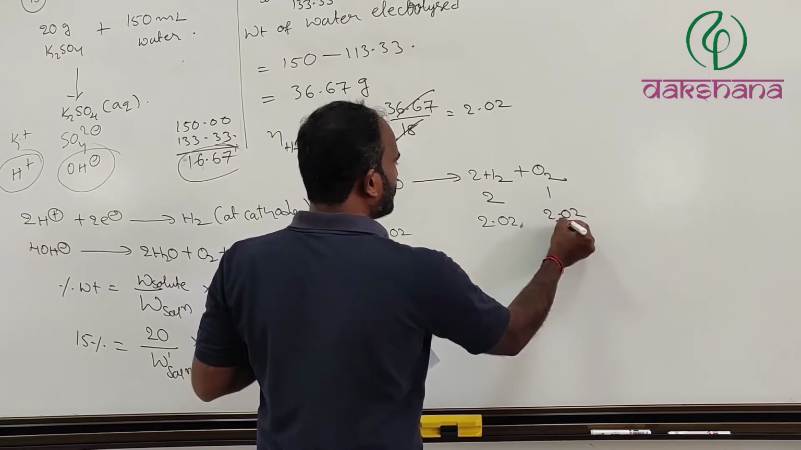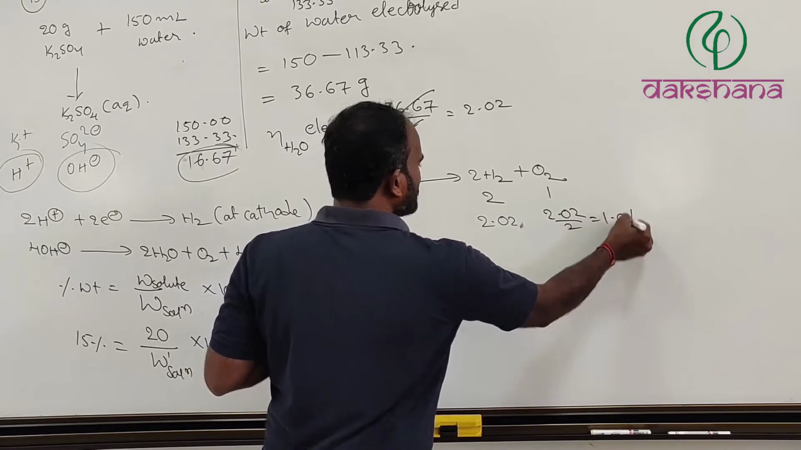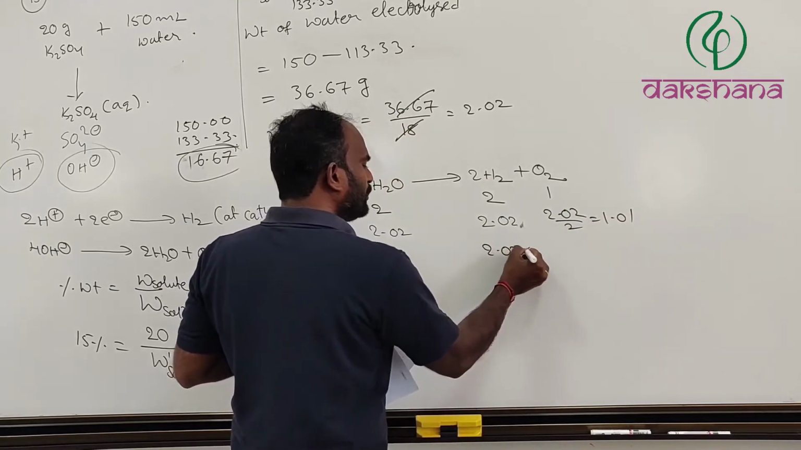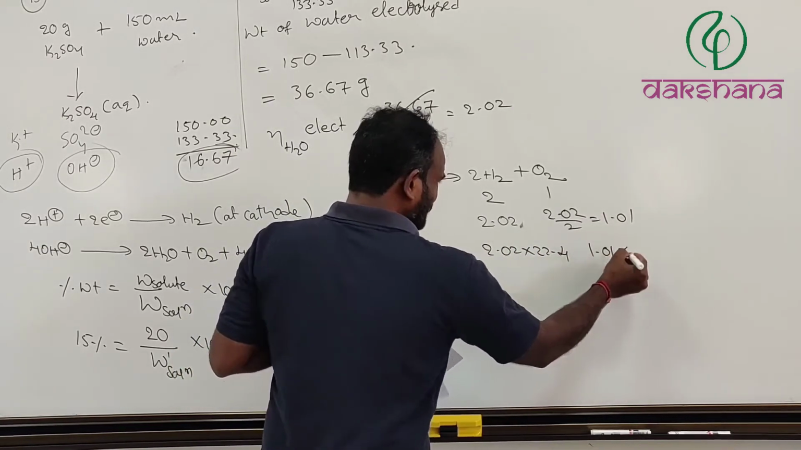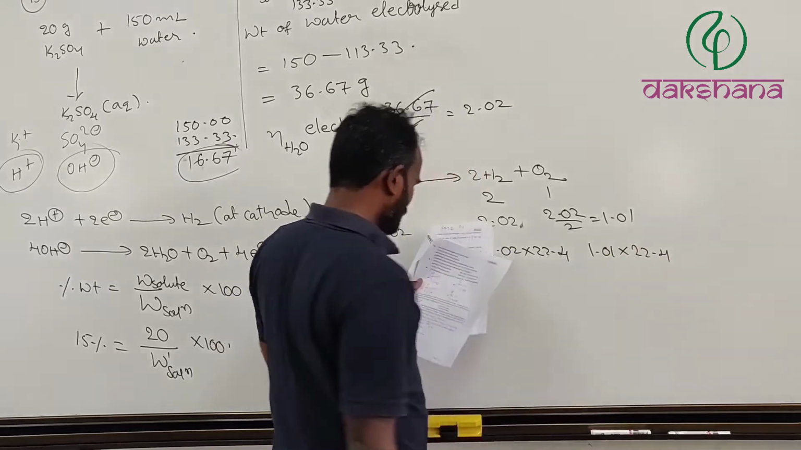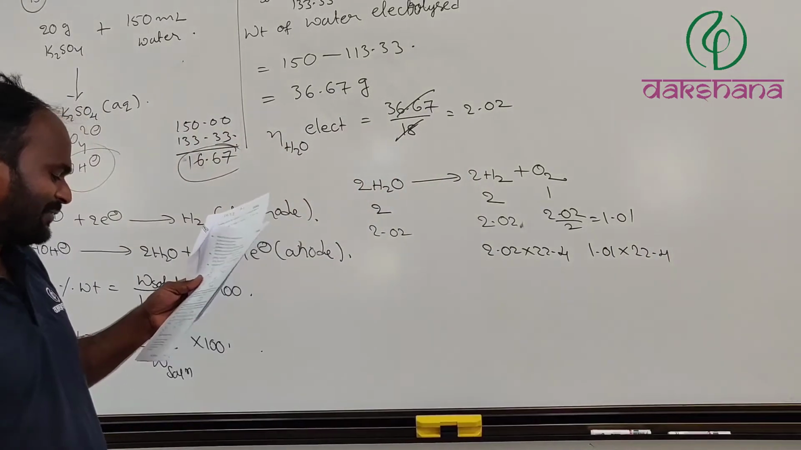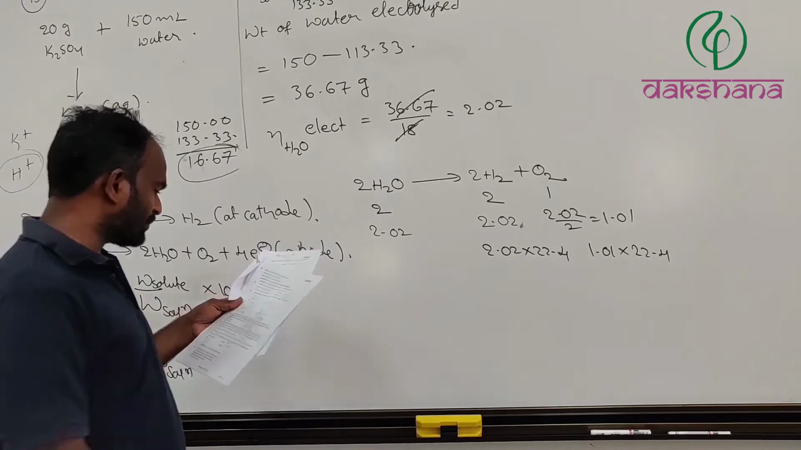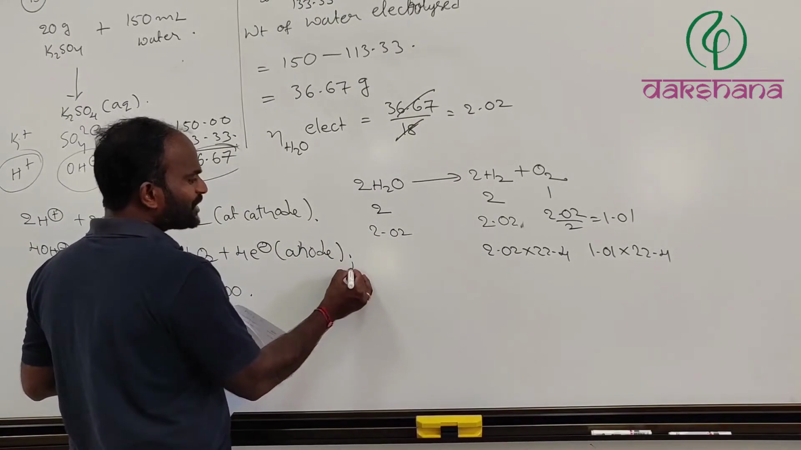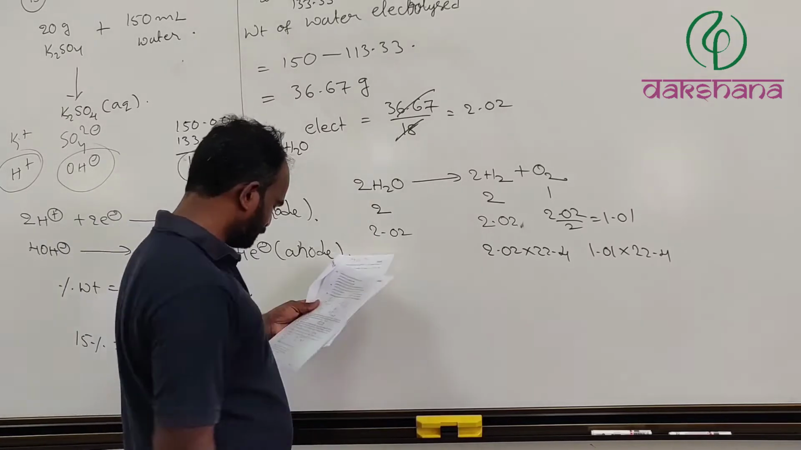It is going to be something around 2.02 divided by 2, which is 1.01. So 2.02 into 22.414, and 1.01 into 22.414. And the options are going to be A as well as B. So both those are the options of this one. Now next we will see question number 46.